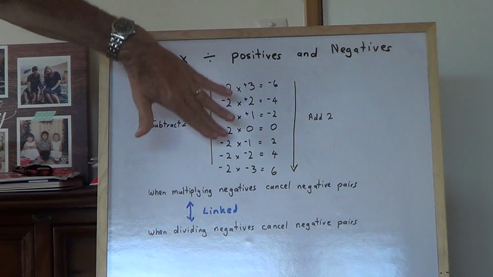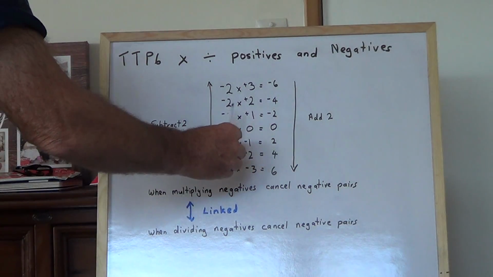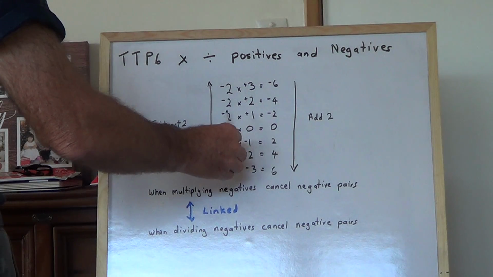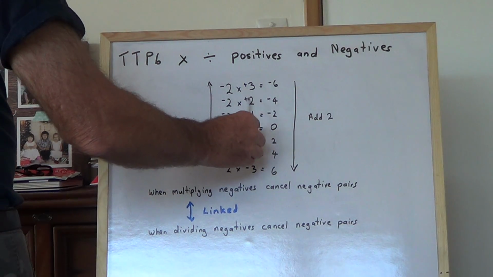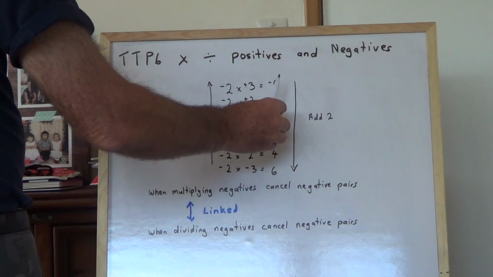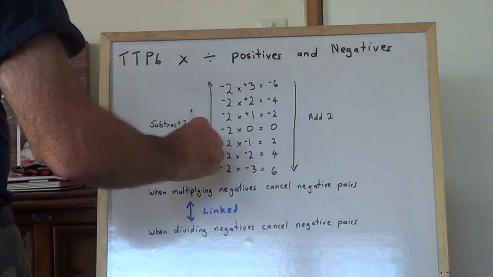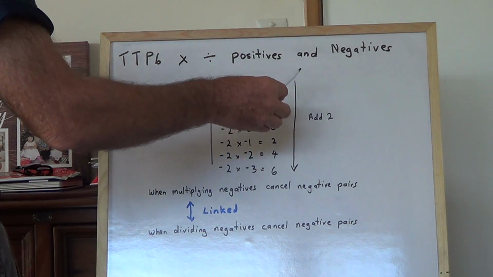Right, have a look at this pattern here at the top and the middle. Negative 2 times positive 1 means just 1 negative 2, which will be negative 2. Negative 2 times positive 2 means there's 2 negative 2s, so it's negative 4, and that'll be negative 6. As we go up, we actually subtract 2. Now, let's work our way down.